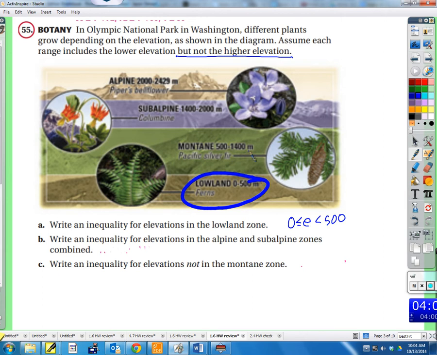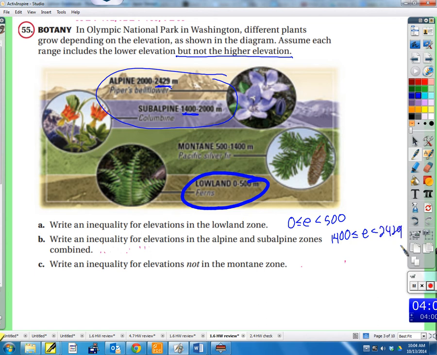Okay, write an inequality for elevations in the alpine and subalpine zones. So they're all together, and they happen to be touching each other. So they share an elevation. This one's higher elevation is this one's low elevation. So we can just string it all together. This would be the lowest, this would be the highest, and just go from lowest to highest. So 1400 is the lowest, and the highest is 2429.